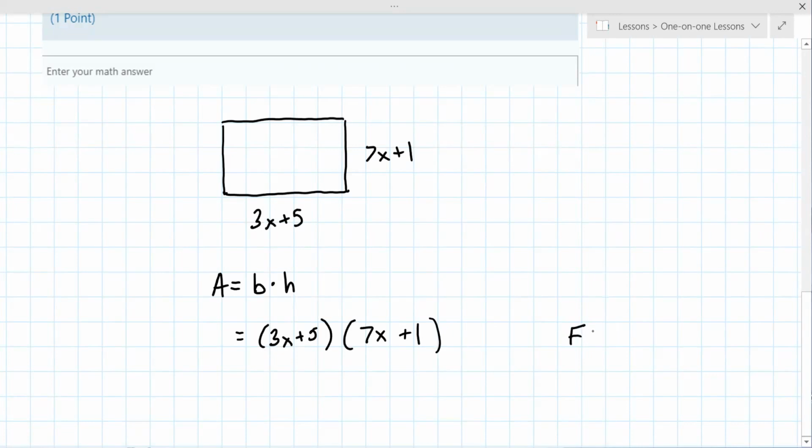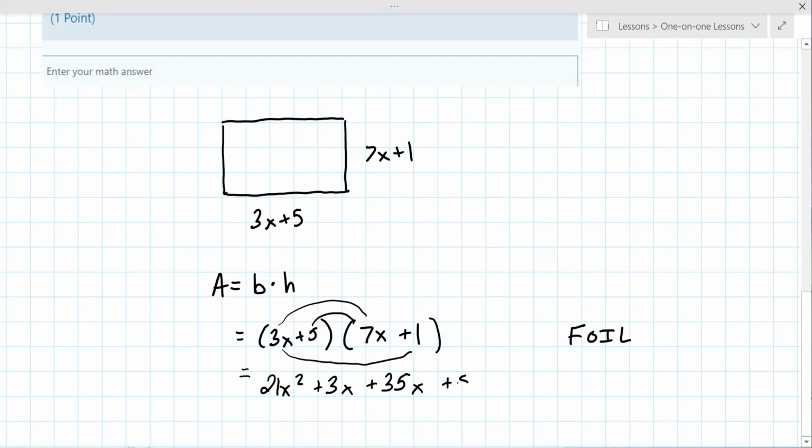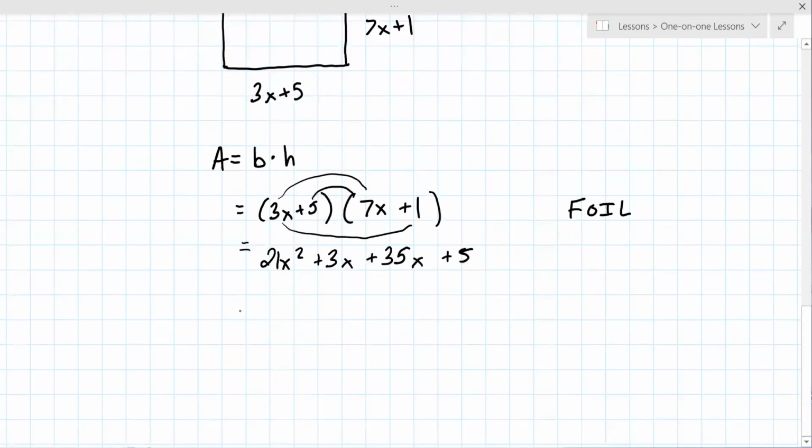So this is a FOIL now. First, outer, inner, last. You multiply the first term times the first term. That's 21x squared. The outside terms together, 3x times 1 is 3x. The inner terms together, 5 times 7x, that's 35x. And then the last terms, 5 times 1 plus 5. You combine like terms, you can combine these two. So it's 21x squared plus 38x plus 5. Now we do need units. They're both feet, so feet times feet makes feet squared.